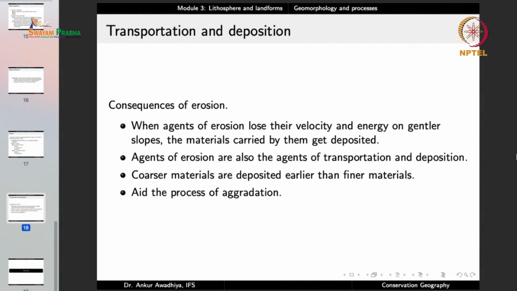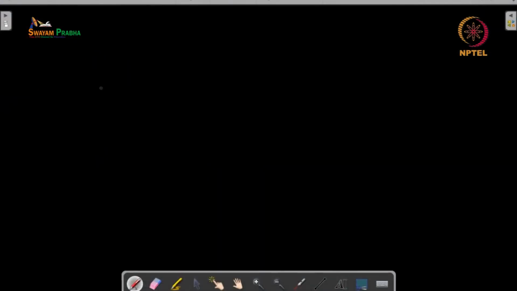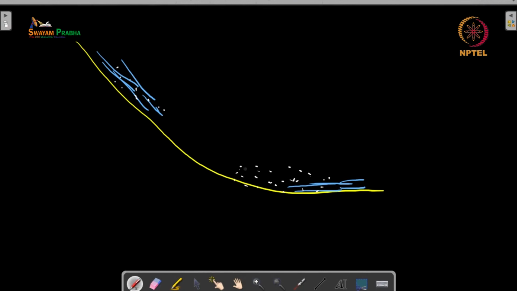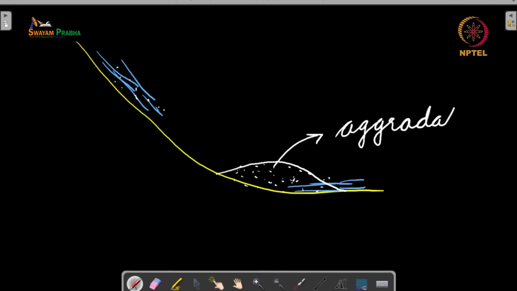And transportation and deposition aid the process of aggradation. Now, we are not talking about degradation, which is wearing off of surfaces, but we are talking about aggradation, which is the addition of things. So, in this case, when material is being added to this area, then we are getting a landform that is getting created like this. So, this is a landform that is being created through the process of aggradation. So, the agents of erosion are also the agents of transportation, and they are also the agents of deposition.